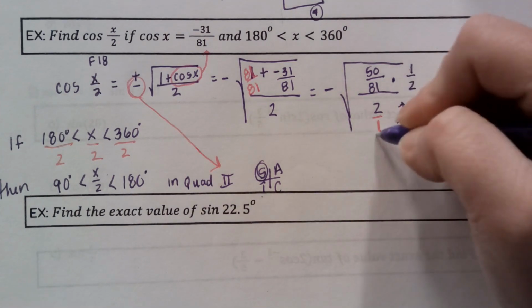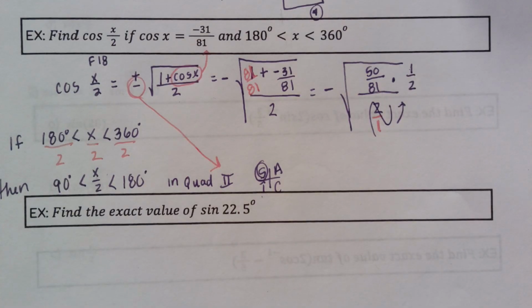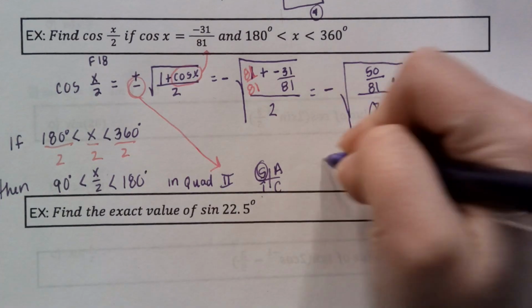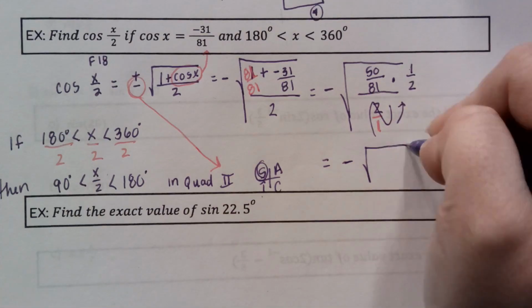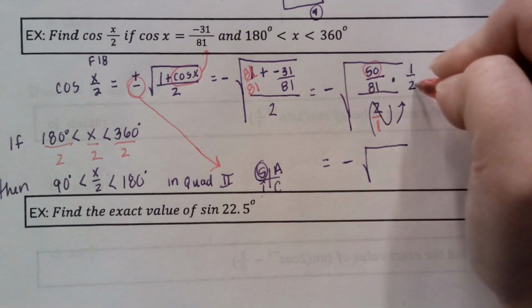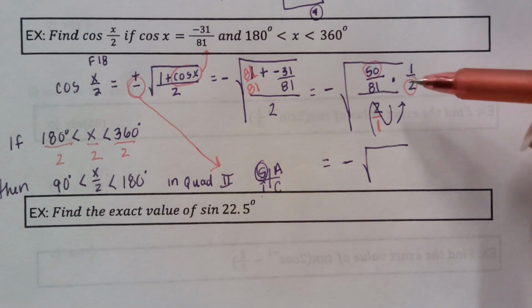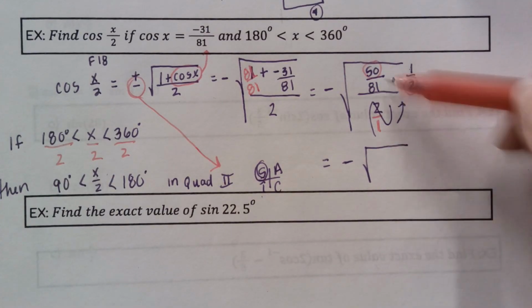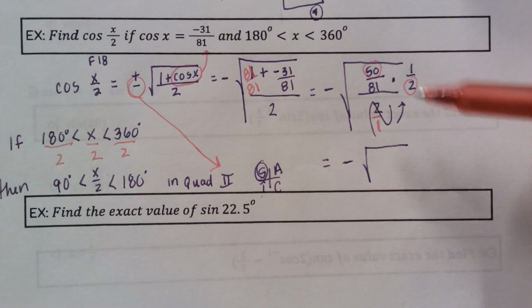This has been relocated, so I'm going to kind of cross it off. So now it looks like I have that negative in front. When I look at this, I see a 50 in the numerator and a 2 in the denominator. Listen, I could totally do 50 times 1, write it down, 81 times 2, write it down. But I like to simplify where I can.